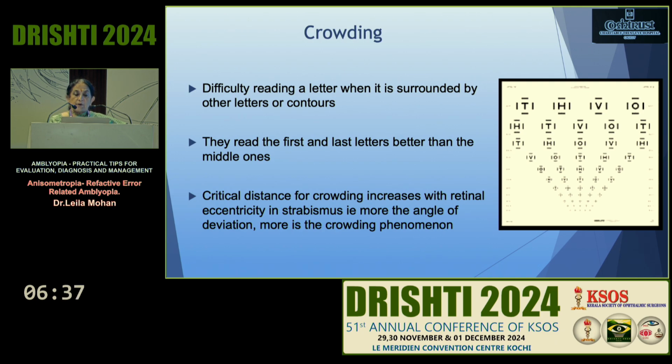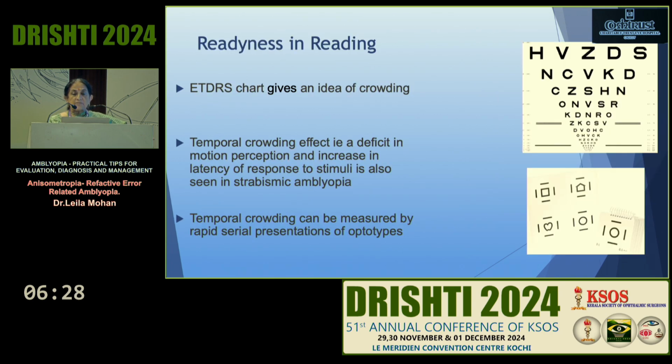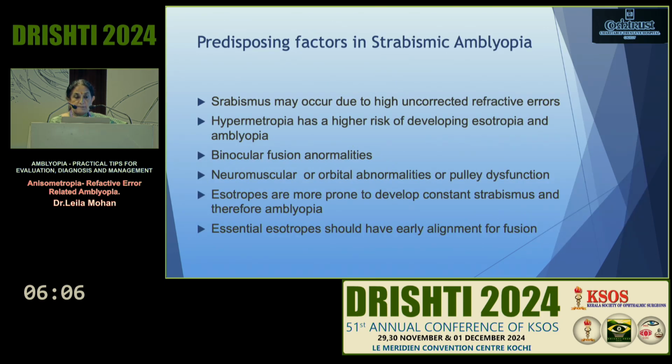Critical distance for crowding increases with the retinal eccentricity in strabismus. That is, the more the angle of deviation, the more is the crowding phenomenon. So, the readiness in reading is also reduced due to this same phenomenon, crowding. ETDRS chart gives an idea of crowding. Temporal crowding effect, that is a deficit in motion perception, is also affected, and increase in latency of response to stimuli is also seen in strabismic amblyopia. Temporal crowding can be measured by rapid serial presentations of optotypes.